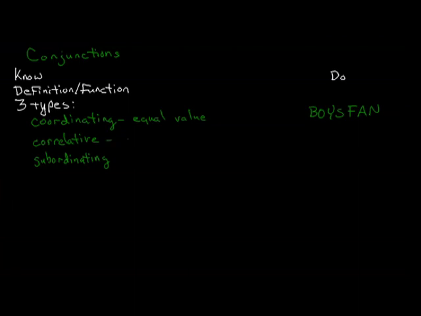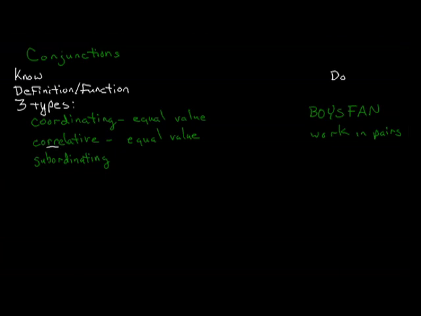Correlative conjunctions always work in pairs. They are also connecting things of equal value, or relatively equal value. So an example would be either/or, neither/nor. And so you can find these and identify them because there are two, and they function together.